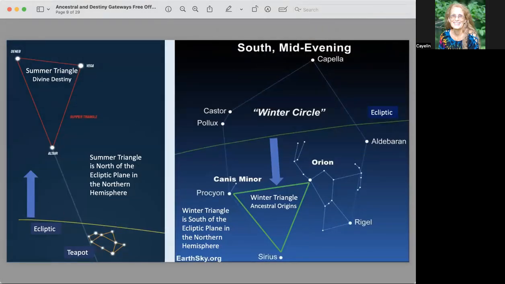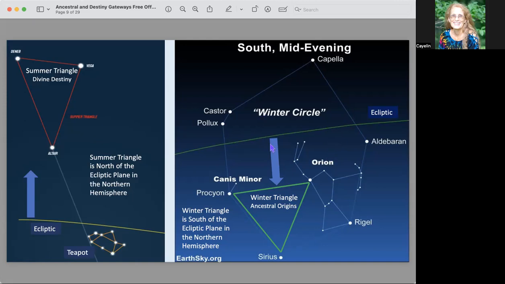Now this is something that's true for the northern hemisphere, not in the same way for the southern hemisphere. Again, southern hemisphere people, if you have some insights for us around that. But the summer triangle, or the triangle of divine destiny, is above the ecliptic in the northern hemisphere. So here's the ecliptic, the path of the planets. You can see the teapot, also part of the archer, below it, and the teapot is pointing to galactic center. This Milky Way band does point down towards galactic center.